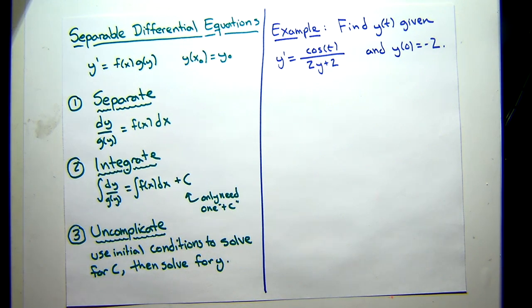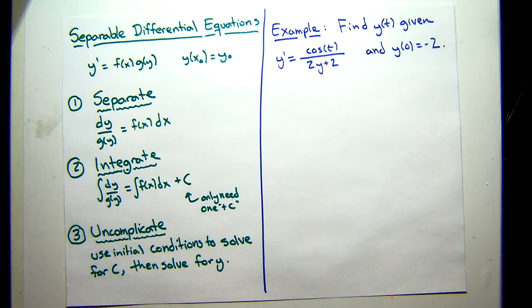Now the 3 steps are very straightforward. So don't get intimidated by any one step. Separate, which means isolate the variables. Put all the y's together. Put all your x's together. That's step 1. Step 2, integrate. Integrate each side, which is find the antiderivatives. You only need 1 plus c. Step 3, solve for c, and then solve for y. That's the process.